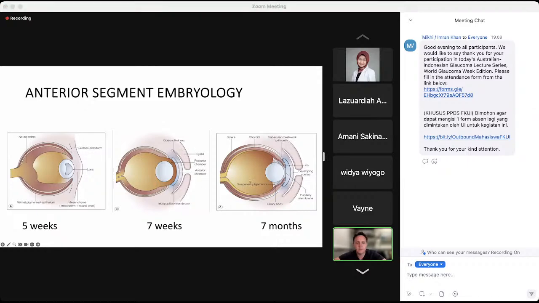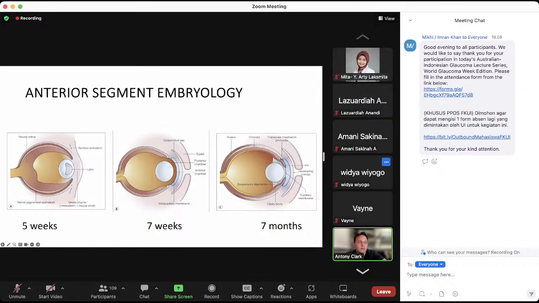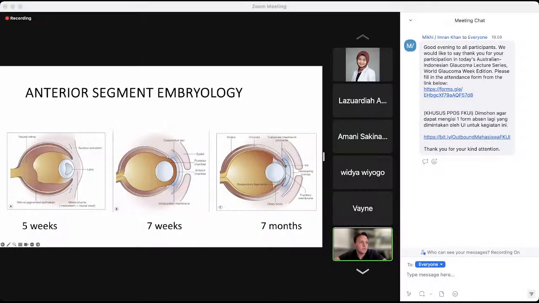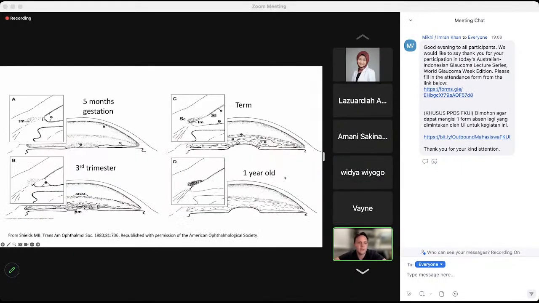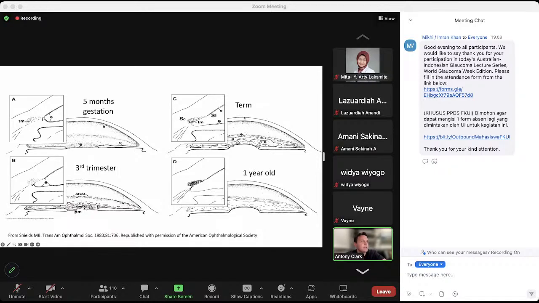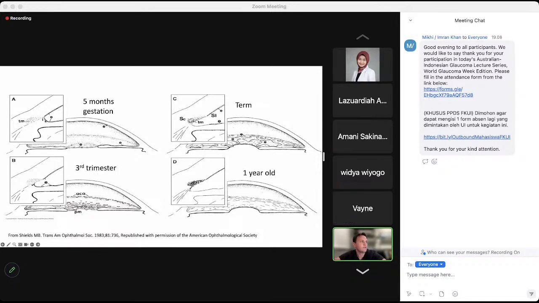By about 7 months, you're having an element of trabecular meshwork developing, as well as more obvious iris and pupillary membrane. When we look at that in a bit more detail, we can see that the trabecular meshwork actually forms behind the rudimentary iris, and by 20 weeks of gestation, it still hasn't cleaved away from the iris, and it actually sits behind an iris membrane.